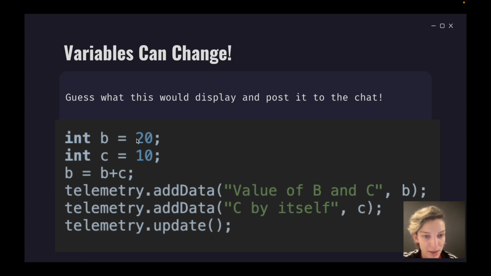So we take the current value of B, which is 20, put that down here, and the current value of C, which is 10, put that here. We add them together, because there's a plus sign, and we get 30. Therefore, the new value inside of this B box is 30. So here, it'll have the label value of B and C, and have whatever's in the B box, which we just said is 30, and then C by itself, which is the value in the C box, which we never changed, so it would just be up here, and 10.